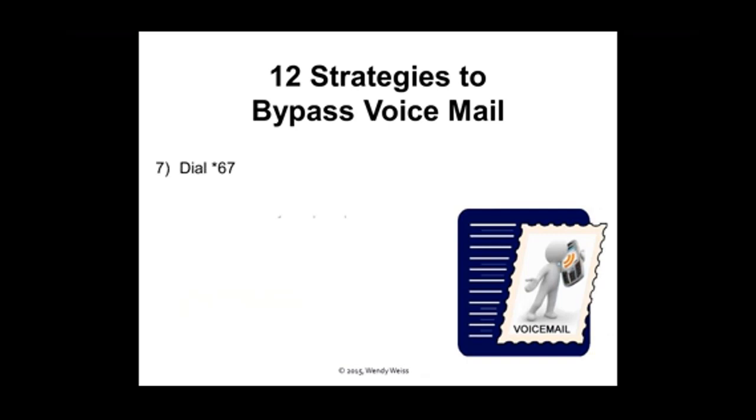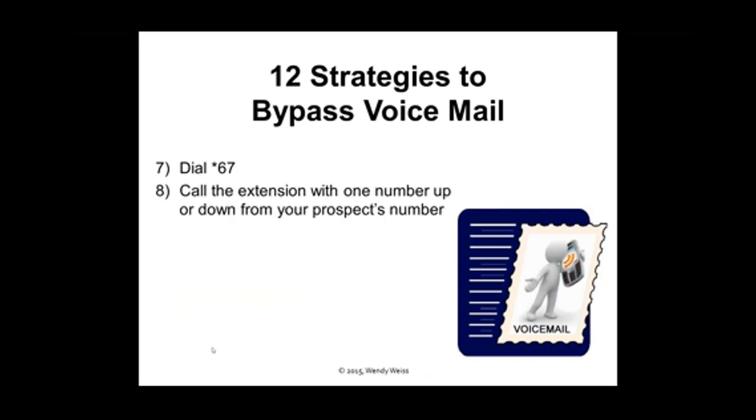You can also dial *67, which will block your line for one call. So what that means is it'll show up as private caller. Okay. You can also call extensions, and this is hunting for the prospect.